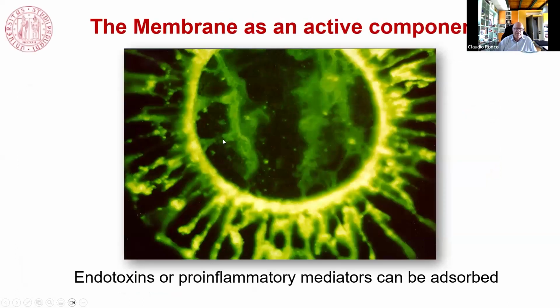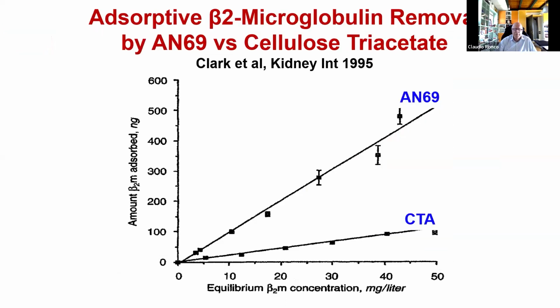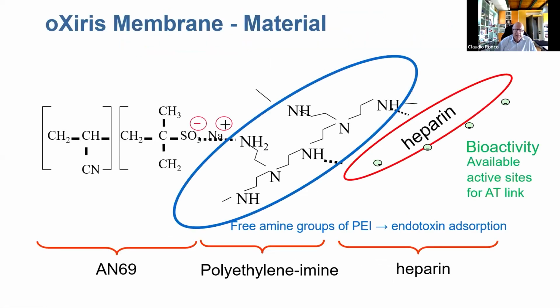So, for example, we have seen in the past that the membrane can be an active component that may remove endotoxin or pro-inflammatory mediators by adsorption. Today, we know that we have some membranes, in this case AN69, with high capacity for removal of beta-2 or other molecules by adsorption. And we have membranes in which the surface can be functionalized using polyethylenimine groups that may further increase endotoxin adsorption or heparin binding on the surface, giving specific bioproperties to the membrane.